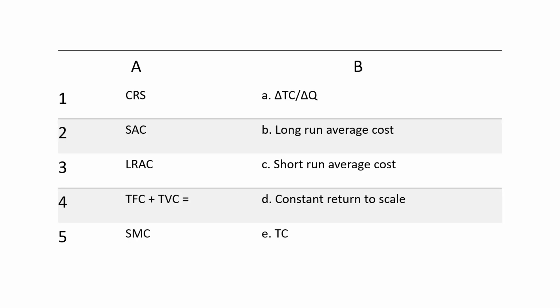Now let us take up one more match the following. The first one is CRS. The expansion for CRS is constant returns to scale. SAC, expansion, short run average cost. LRAC, long run average cost. TFC plus TVC, it is equal to total cost, TC. Then SMC equals delta TC divided by delta Q.